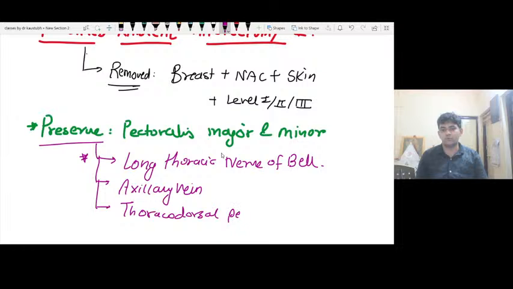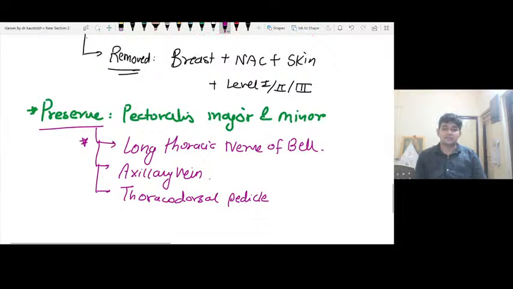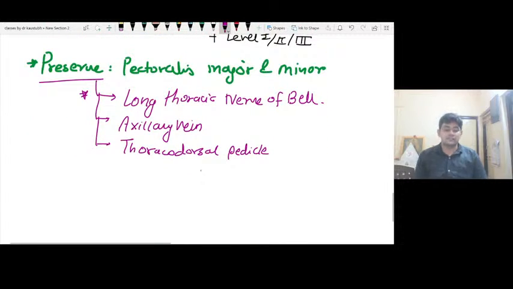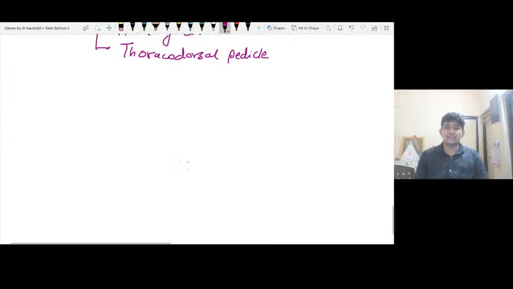The thoracodorsal pedicle, that is, the structures involved are the thoracodorsal nerve and thoracodorsal vessels. So basically you need to preserve the long thoracic nerve of Bell, which supplies serratus anterior, the axillary vein, and the thoracodorsal vessels and nerve, which supply the latissimus dorsi muscle, right? So these are the structures that have to be preserved. One step ahead more.